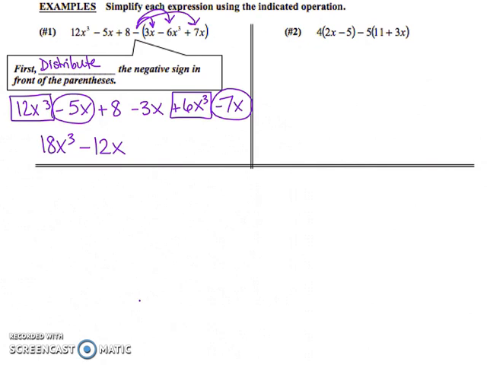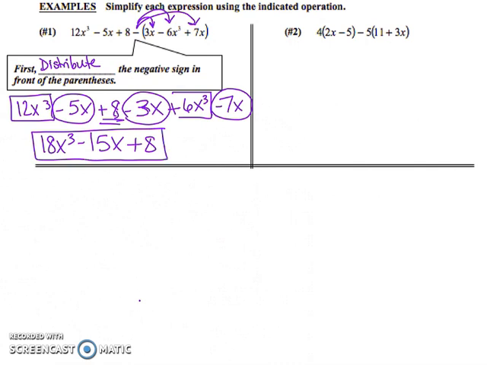Whoops, and I forgot my negative 3x. Backtrack there a second. I have negative 5x, negative 7x, and negative 3x, which gives me a total of negative 15x. And then all I have left here is my constant term, which is a positive 8. So there's my final answer.